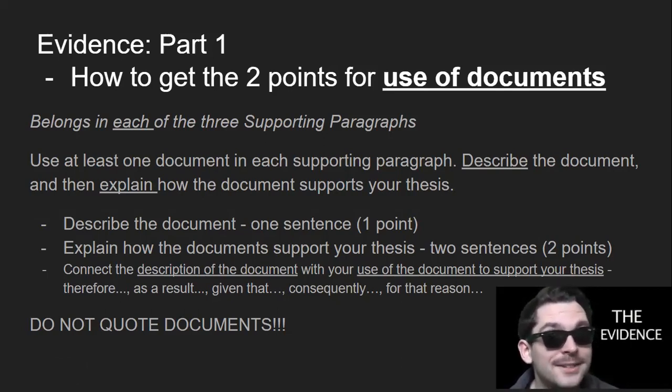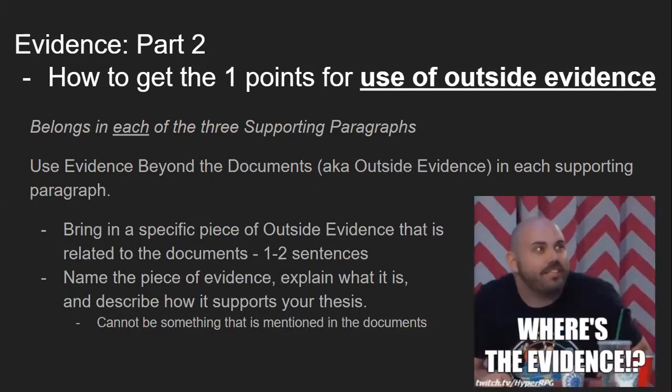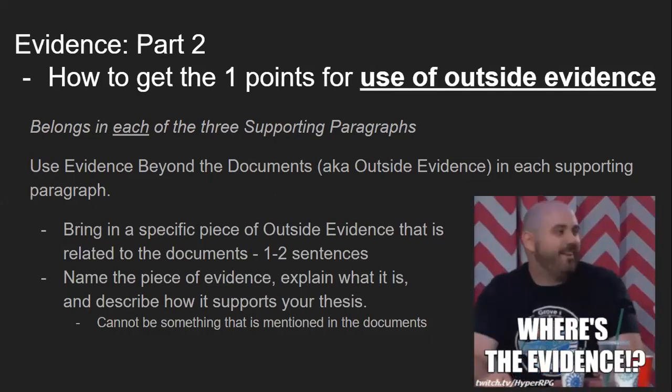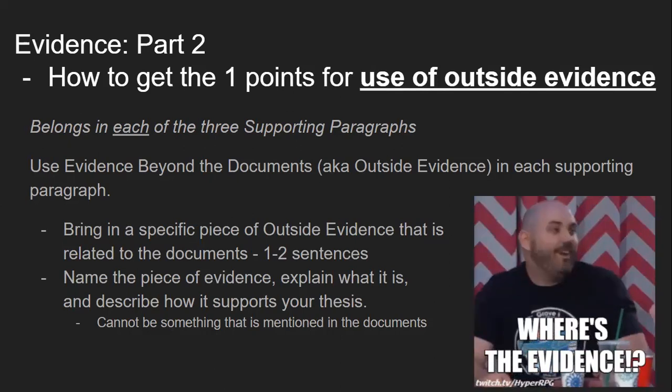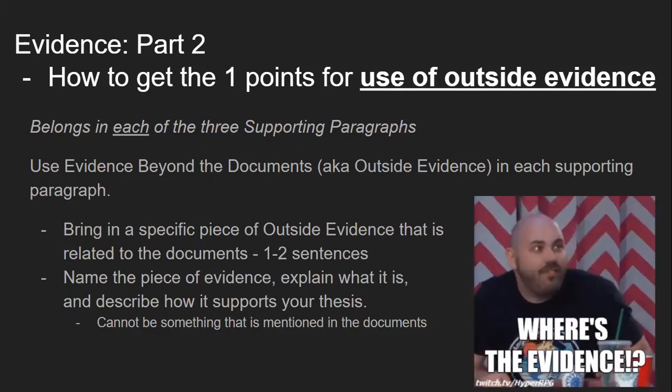Okay. The 3rd evidence point comes from what we call outside evidence. So how do you get the 1 point for use of outside evidence? Well, they also want you to bring in stuff that you know about that time period that supports the thesis that is not from the documents.